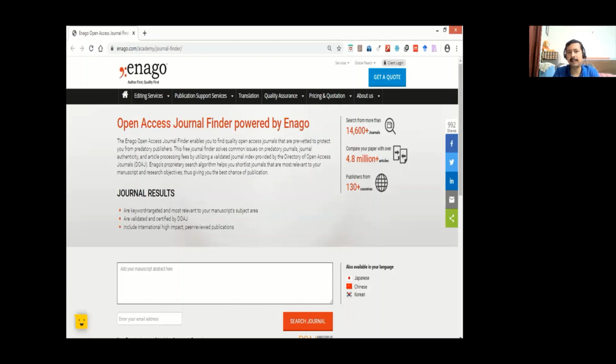Enago Open Access Journal Finder service is specifically for finding out open access journals best suited for the content of your paper. You don't need to even enter the title of your article. You just have to add the manuscript abstract, enter your email address and click on search journal button. Then Enago will try to find out the best suited open access journal for the content you have entered.